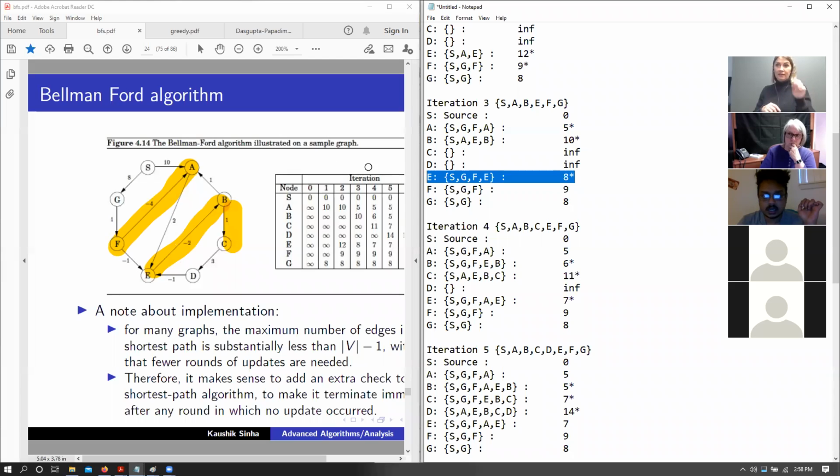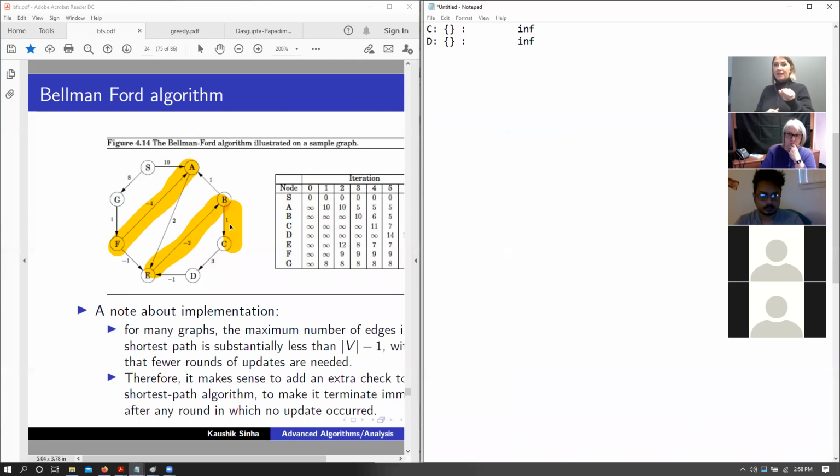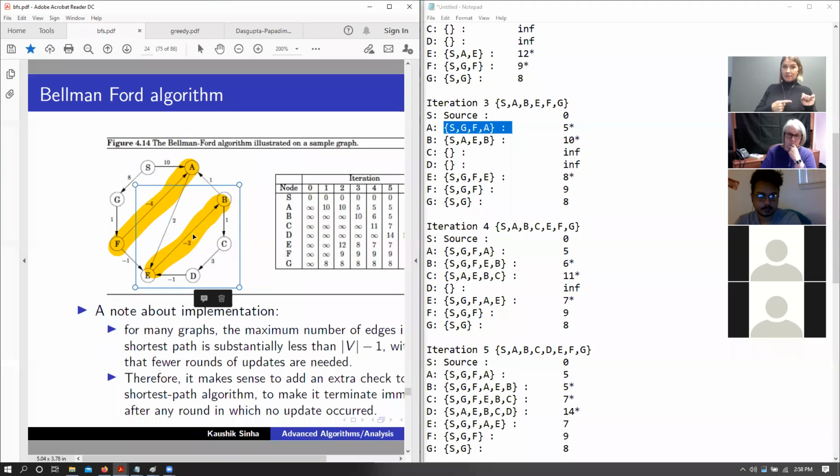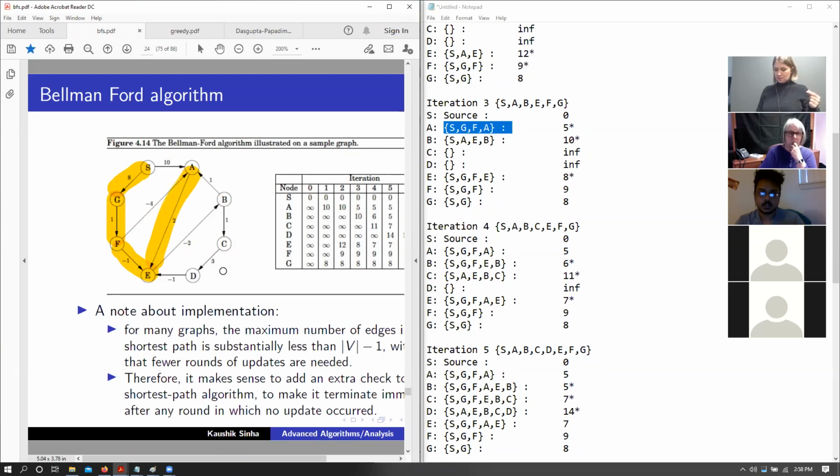So initially our path to A was S, G, F and A. So S, let me just delete these for the moment. S, G, E and A. So this was our path to A.